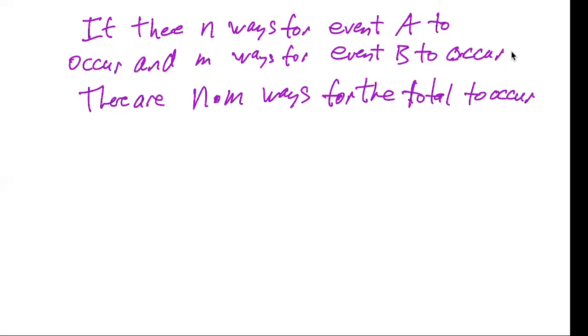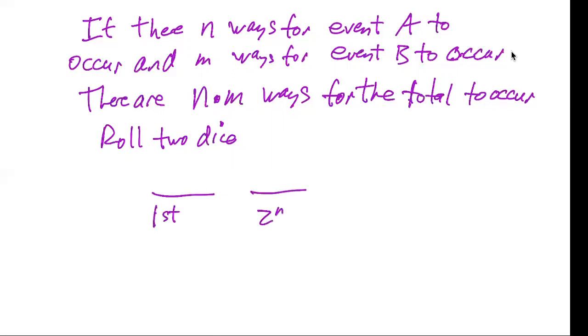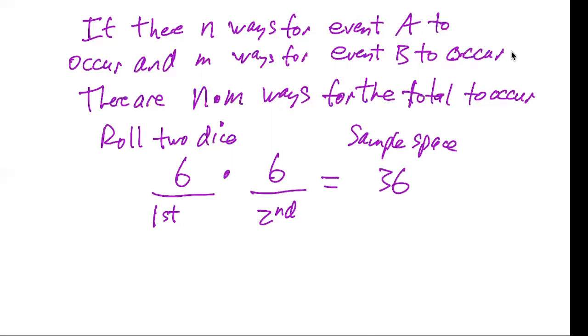Now I'm doing this because I'm going to play with rolling 2 dice. So I'm going to roll 2 dice. So if you think of the first die, and you think of the second die, these are my events, there's 6 ways for this to occur. There's 6 ways for this to occur. So the total number in my sample space is 6 times 6 is 36. So I'm going to build that sample space, and then we're going to play with it to do some probability and some odds.